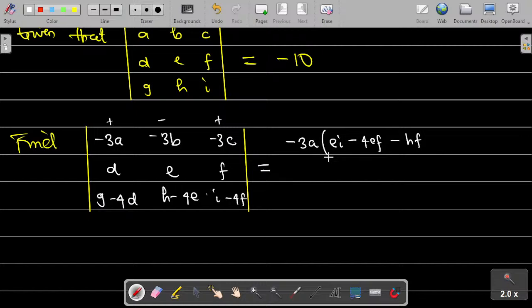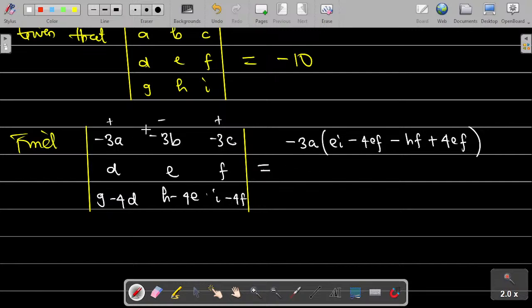Then this times this will be, remember there is already an existing minus here, so that minus will multiply this other minus to give us plus, which is going to become plus 4EF. Okay, all right, so that's for the first part.